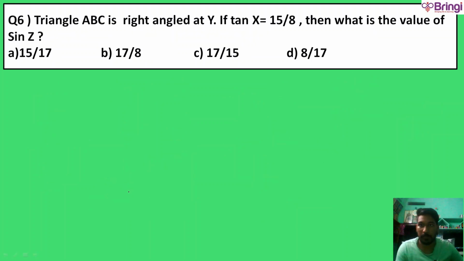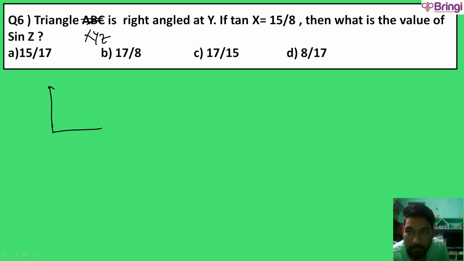Moving on to the next question. Here it is triangle XYZ. Triangle XYZ is right angled at Y. This is a trigonometry question. So this is a triangle right angled at Y, and the remaining vertices are X and Z. You can place X and Z anywhere. They said tan X equals 15 by 8.